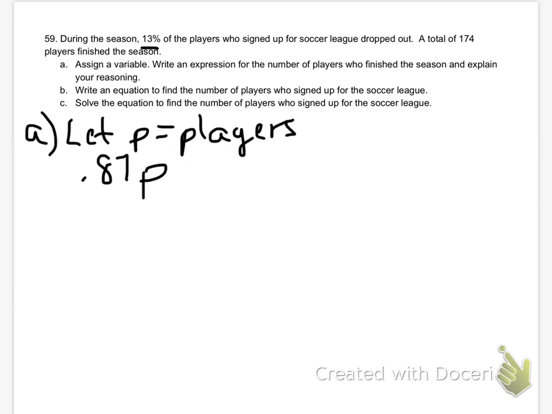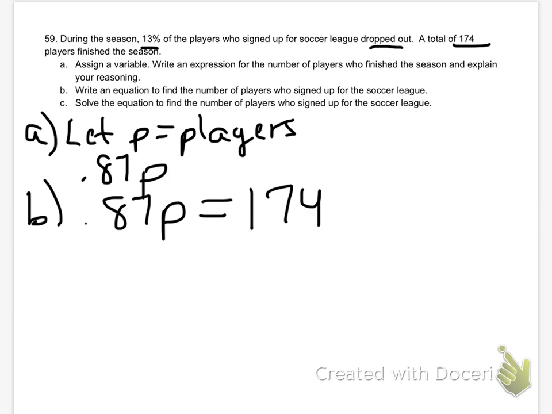Once again, that's because 13% dropped out. So if 13% dropped out, that means there's a remaining 87% still playing. So 0.87p represents the number of players who finished the season. Okay, so part B says then to write an equation for the number of players who signed up, or to find the number who signed up. Well, it tells us that 174 finished the season. So we know that 87% of the players is equal to 174. So of those who signed up, only 174 finished. So now make sure you get that there's a decimal point there.